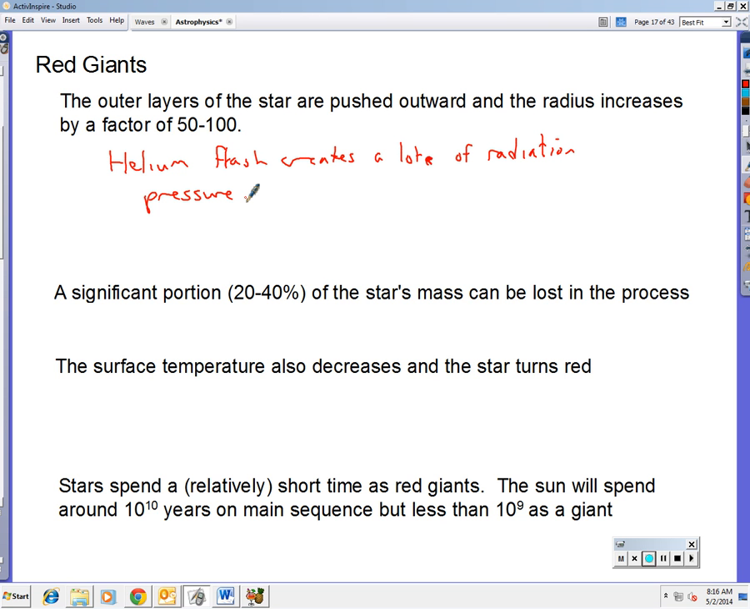The other thing that happens in this process is that the surface temperature decreases. The core temperature is incredibly hot. Remember, helium fusion requires temperatures in the hundreds of millions of kelvins, but the outer layers, which are now much farther from the center, cool off, and the star turns red. And now we have a red giant.